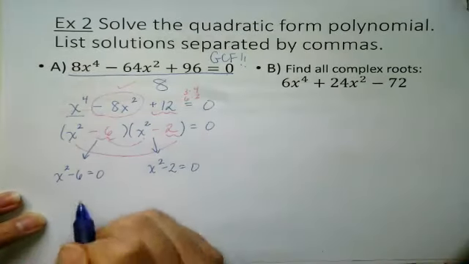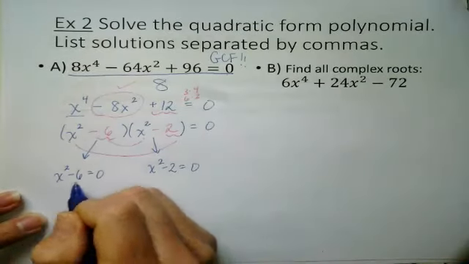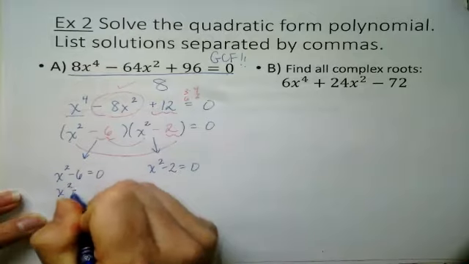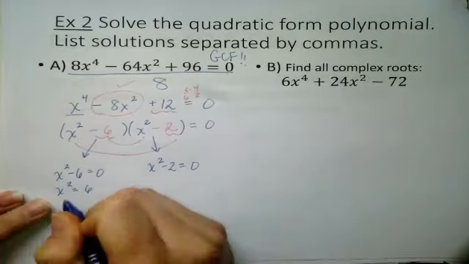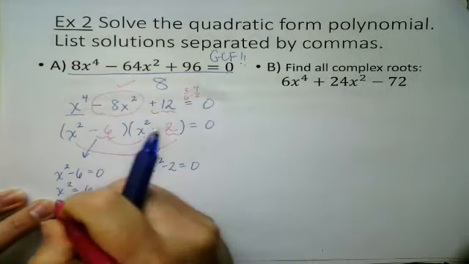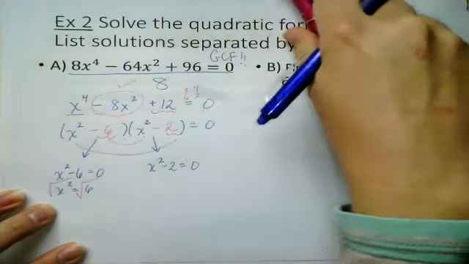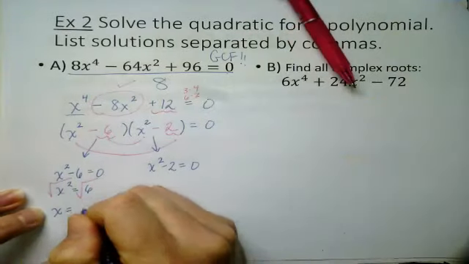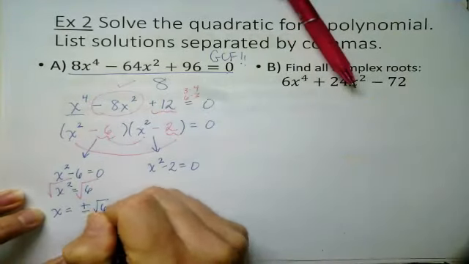All right, and I can go ahead and solve for x. So I'm going to add the 6 to the other side, and then how do you get x by itself? You take a square root. And when you take a square root, you do not forget the plus or minus. So we have plus or minus radical 6.